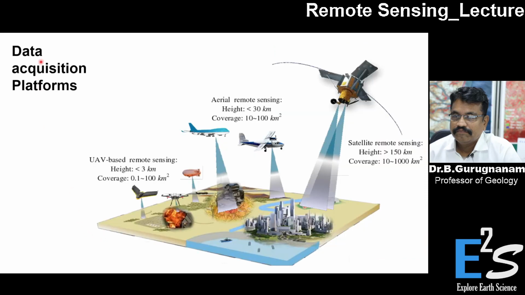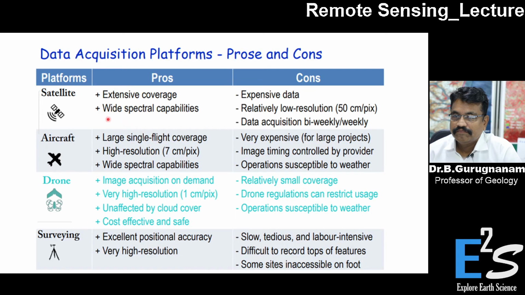Data acquisition platforms. UAV based remote sensing goes up to a height of 3 kilometers, with coverage of 1 to 100 square kilometers. Aerial remote sensing normally goes up to 30 kilometers, with coverage of 10 to 100 square kilometers. Satellites are at a height of about 900 kilometers from the ground, and the coverage is very large; the entire world is scanned by the satellite.